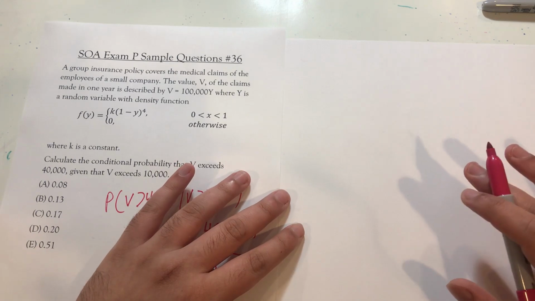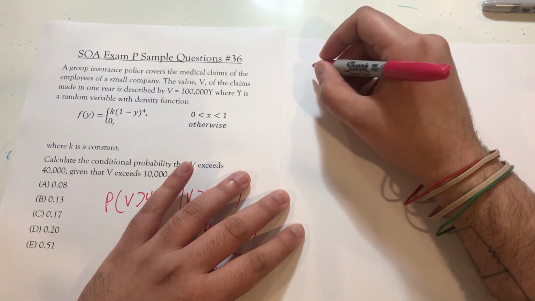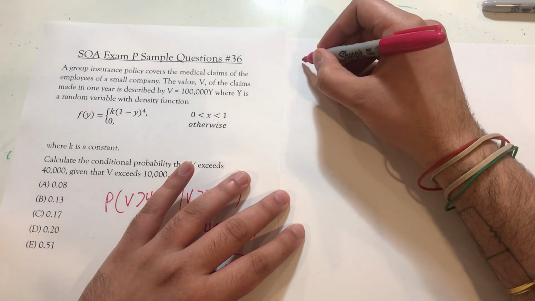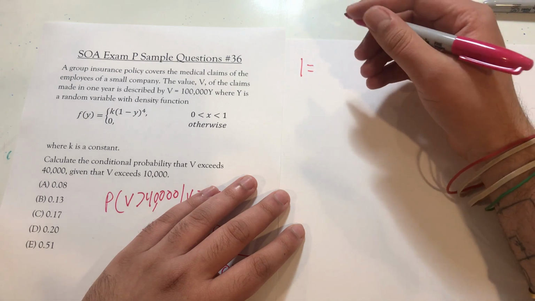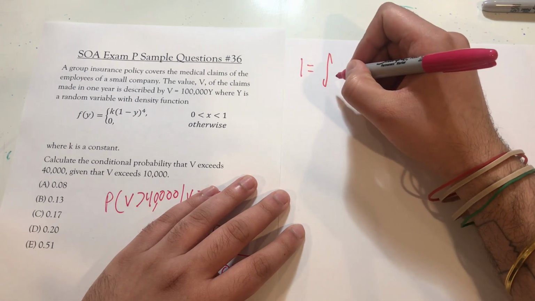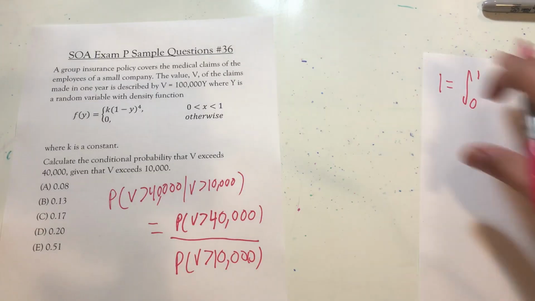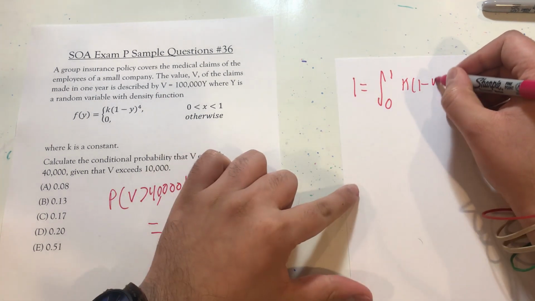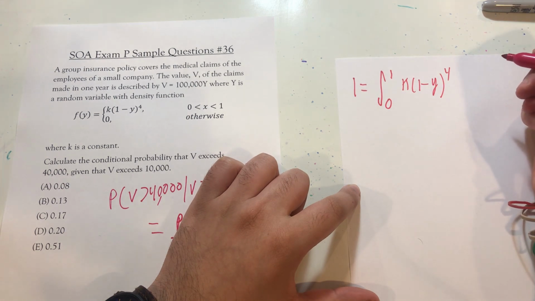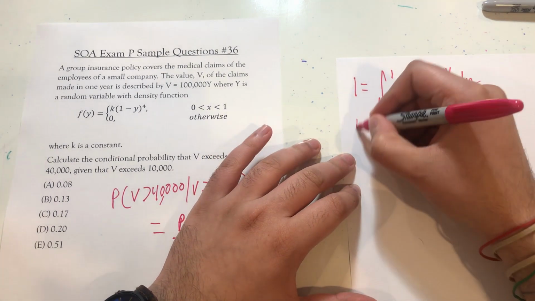If we integrate over the entire interval for a density function, we should get out 1. Integrating a density function gets you a probability, and integrating over the entire space should have it equal 1. That's one of the most basic rules in probability. So 1 should be equal to the integral from 0 to 1, those are my bounds here, of k times 1 minus y raised to the 4th power, dy. I'm going to take k out because it's constant.